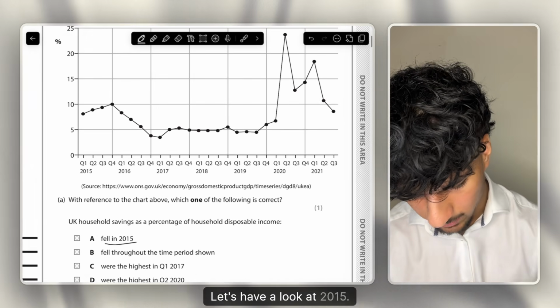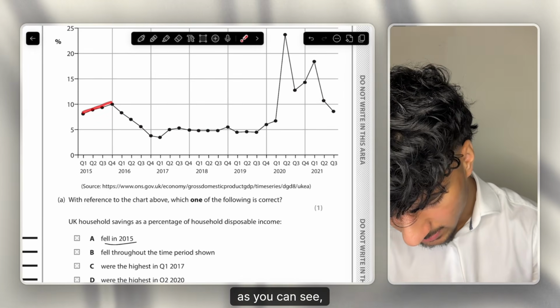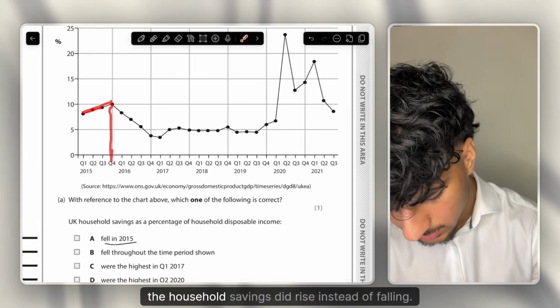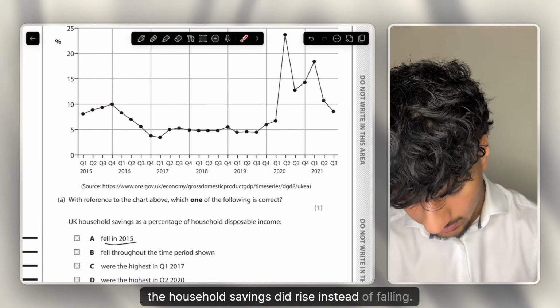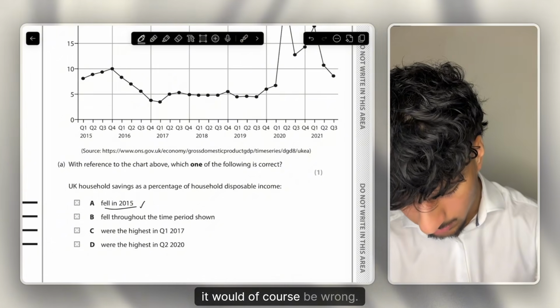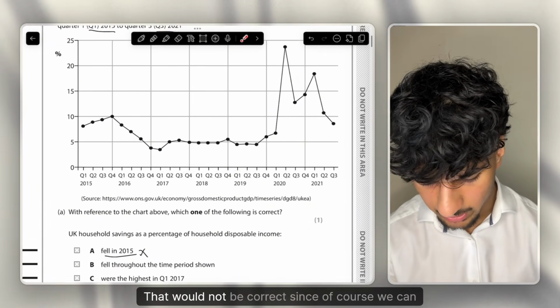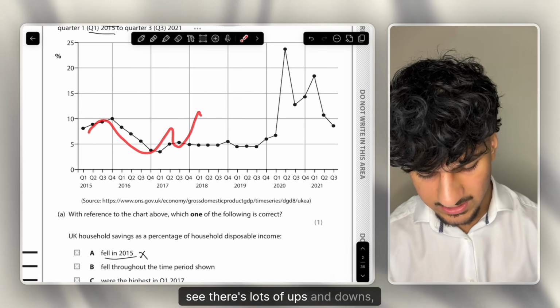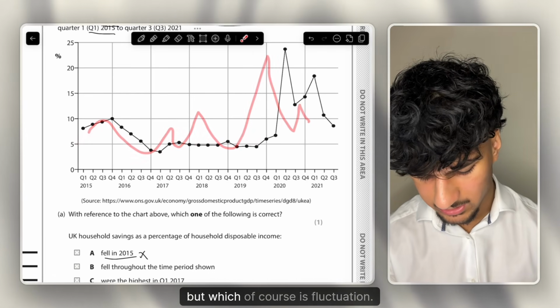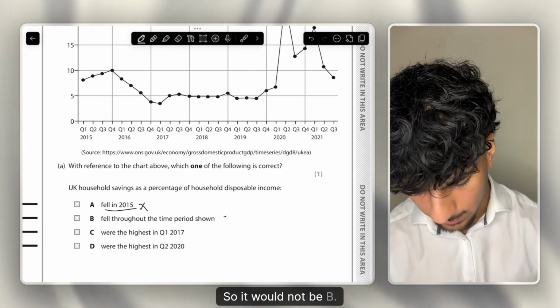So the first option is saying that UK household savings as a percentage of household disposable income fell in 2015. Let's have a look at 2015. And of course, as you can see, in this 2015 time period, the household savings did rise instead of fall. Therefore, A would of course be wrong. Moving on to B, fell throughout the time period shown. That would not be correct, since of course we can see there's lots of ups and downs, lots of peaks and troughs, which of course is fluctuation. So it would not be B.